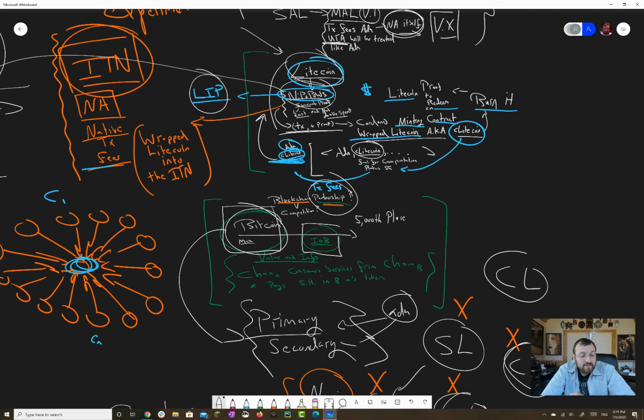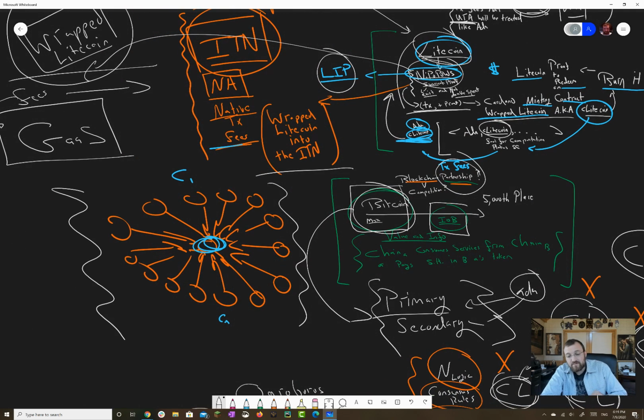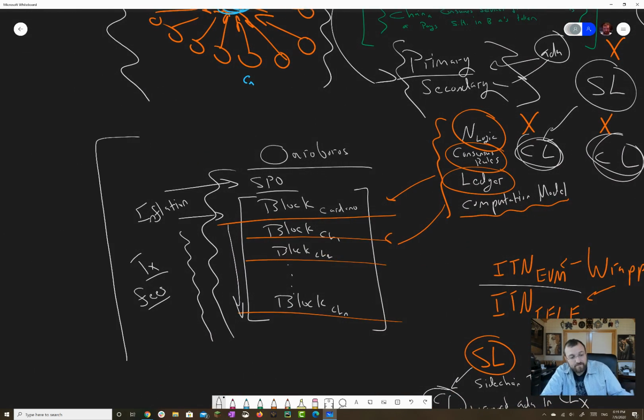And if they do that, then we could actually begin experimenting with wrapped Litecoin on the ITN and all kinds of cool stuff there. And the more the merrier. The more people that can transact with us, eventually in 2025, 2030, we can converge to this idea of Internet of Blockchains.